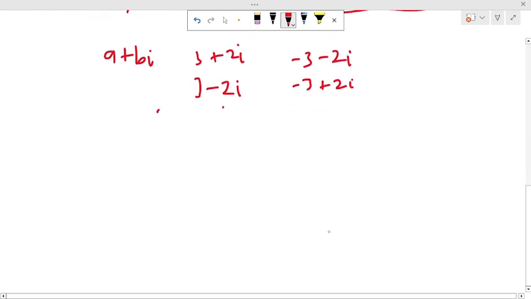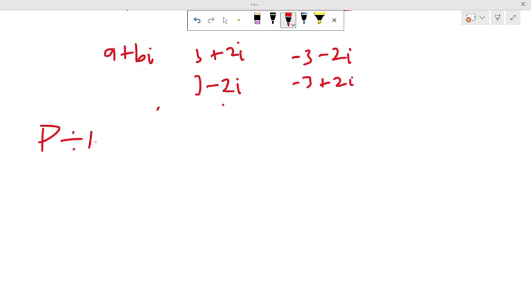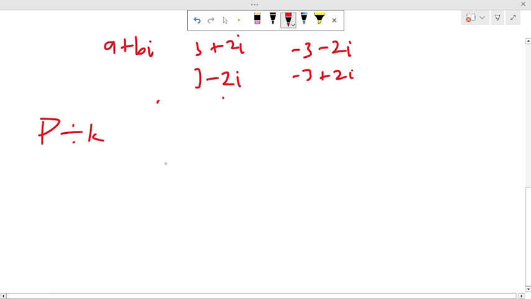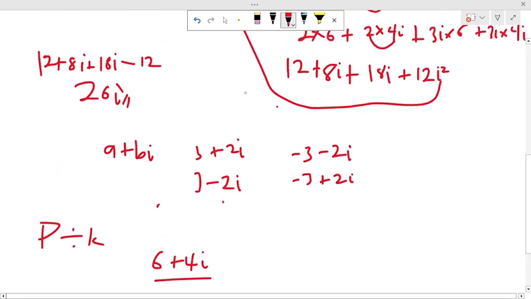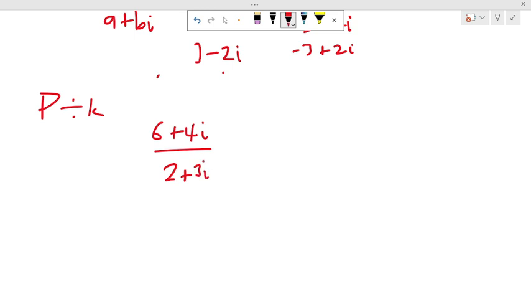So if you are asked to find p divided by k, now from the question we know that p is equal to 6 plus 4i and k is equal to 2 plus 3i. So if you are asked to find p divided by k, you have to multiply this term by the division of the conjugate of the denominator.